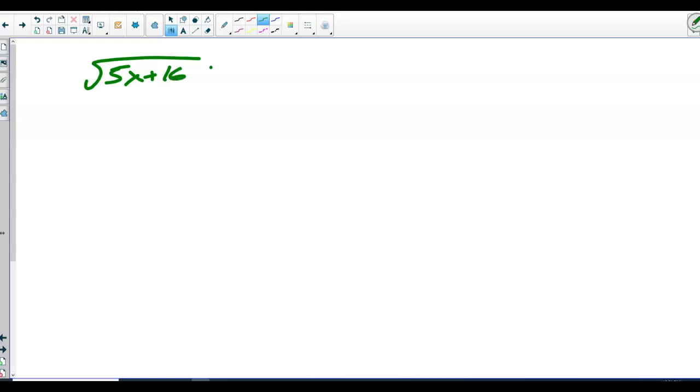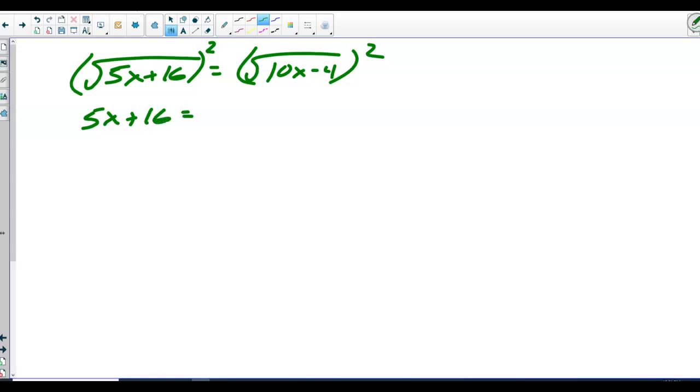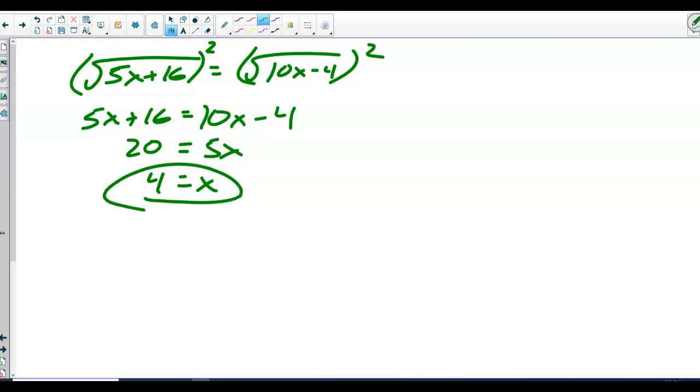5x plus 16 under a radical equals 10x minus 4. When you have the radicals on both sides like that, we're just squaring both sides. That's how we get rid of the radicals. And this simply becomes a single variable equation. We get 5x on this side, we get 20 on this side, and we get x equals 4. And plug the numbers back in.